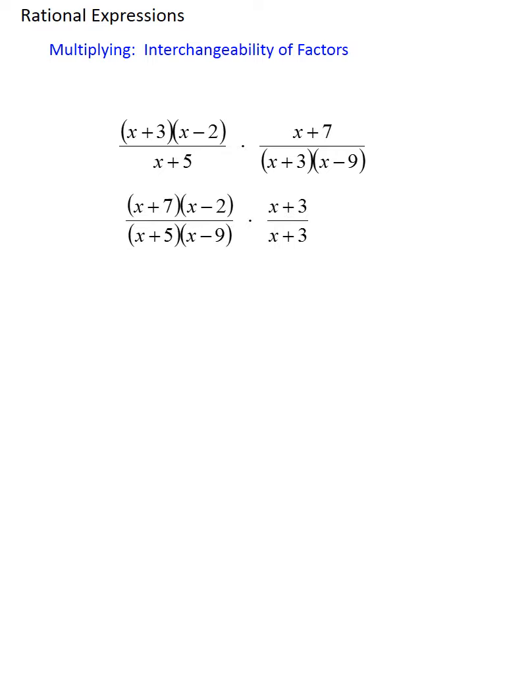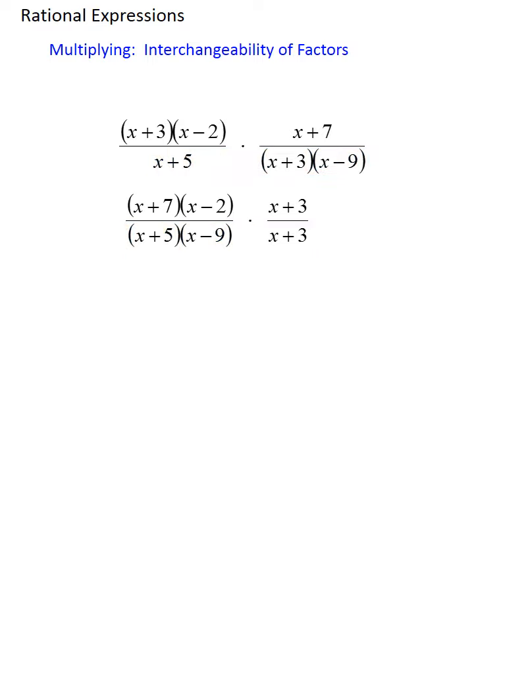How will this help us? Well, suppose we have a problem like this. Using the interchangeability of factors, I could rewrite this expression this way. Now this may look different, but notice the factors in the numerator are the same in a different order, and the factors in the denominator are also the same in a different order.